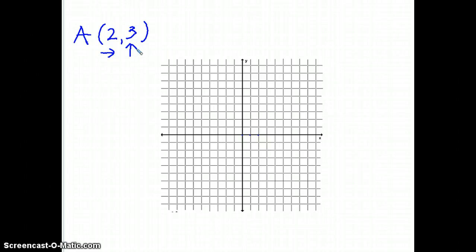So starting here, I count 1, 2, 3. My new point, A, is located at the point 2, 3.